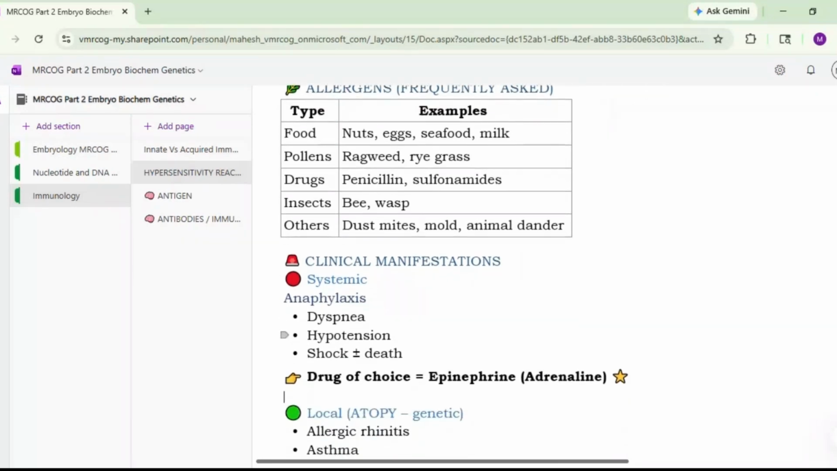What are the clinical manifestations which are seen in type 1 hypersensitivity? It will be systemic manifestations such as anaphylaxis. There will be dyspnea, hypotension, there may be shock, and there may be death also. The drug of choice in this is epinephrine, adrenaline. This is the question which is asked.